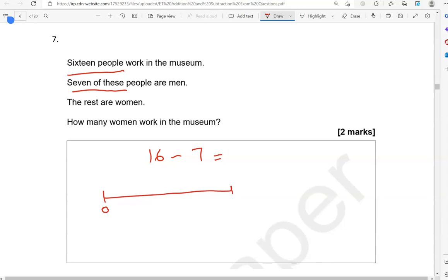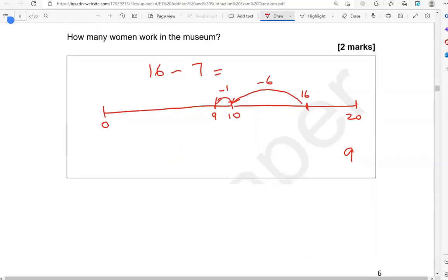So if we have 0 here and then 10, 20, so 16 is about here. So if I take away 6 from the 16, I'm going to 10, right? But the question says to take away 7, one more. So I'm going to go one more step backwards. And that brings me to 9. So the answer is 9.